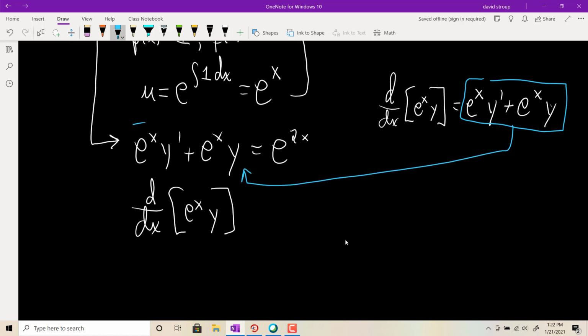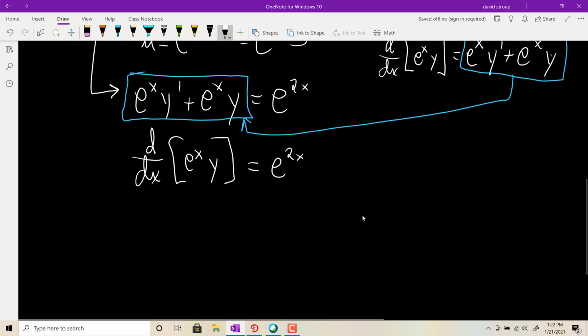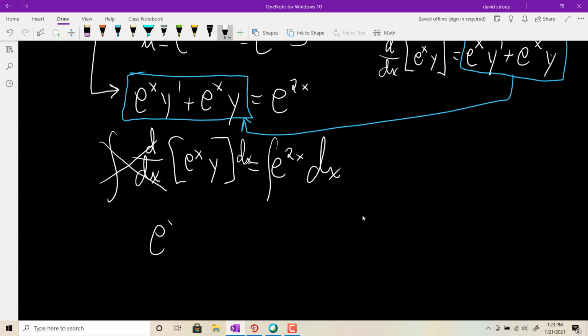It allows us to take the left-hand side and collapse it in a way that allows us to integrate both sides, and then we'll have our solution. Once we collapse it into the derivative of e to the x times y, I can then integrate both sides with respect to x. On the left, the integral and the derivative kind of cancel each other out, and you're just left with e to the x y. And on the right, you're going to have to do a u-sub for 2x.